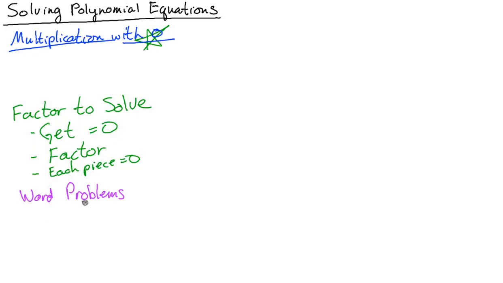Now we get to word problems. Back in chapter 2, there were a myriad of word problems, a whole bunch of them. Here there are going to be fewer. The thing that designates the difference between a chapter 2 word problem and a chapter 5 word problem is that chapter 5 will have polynomials when you write their equations.